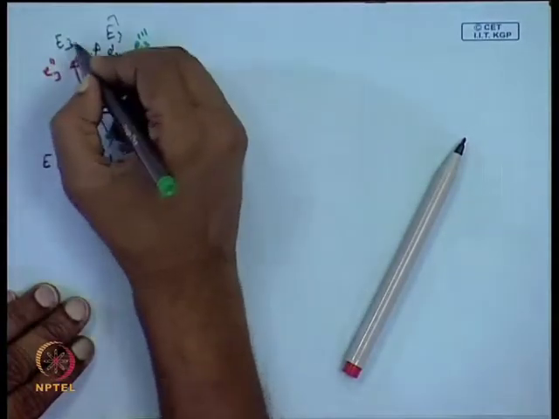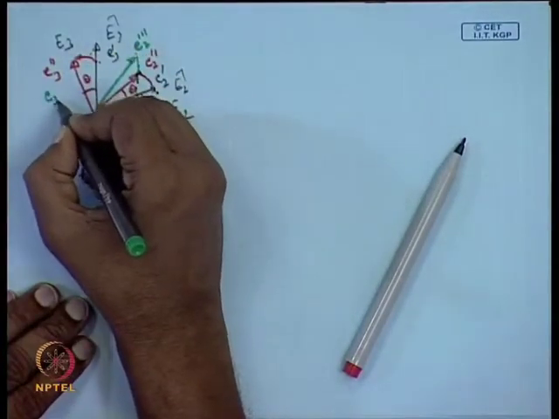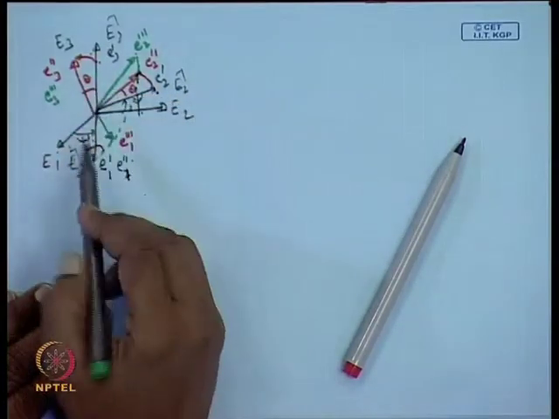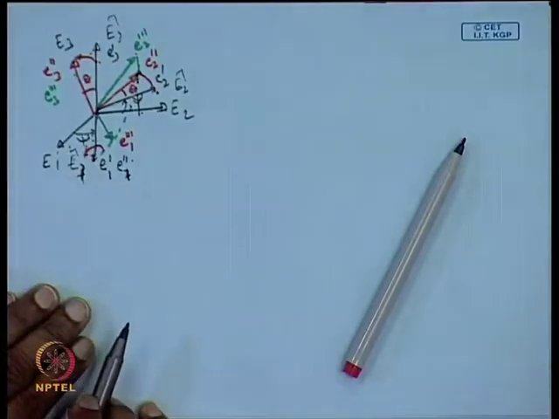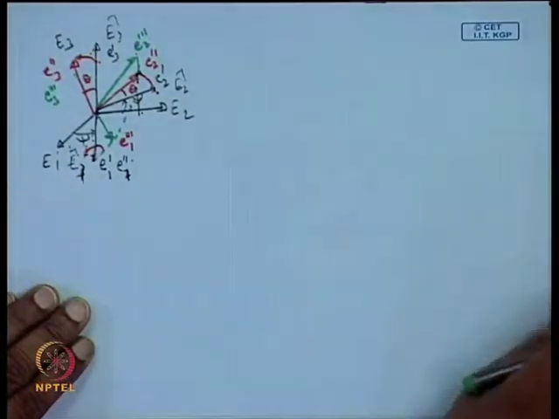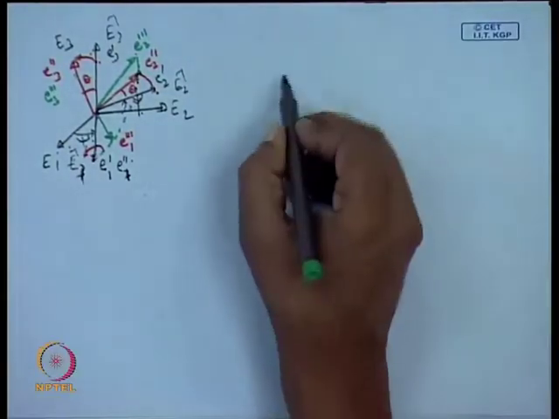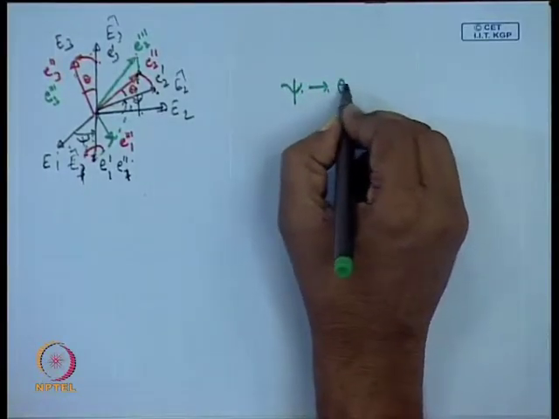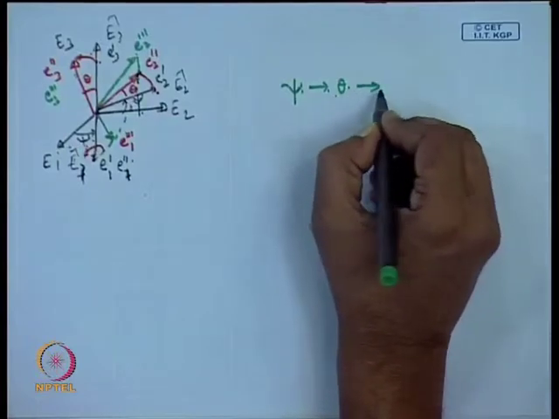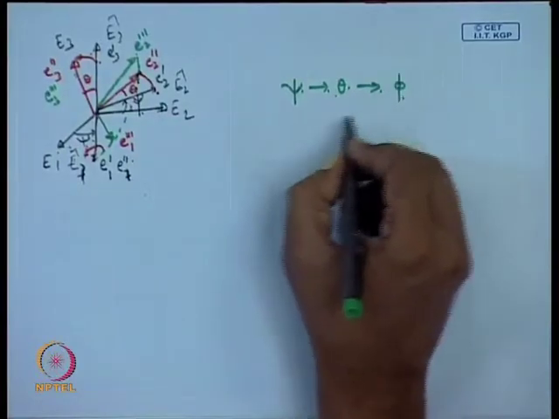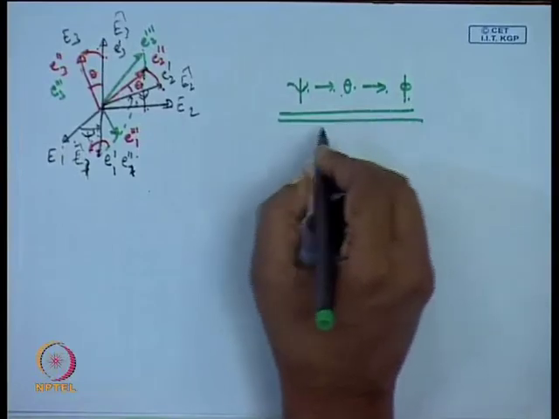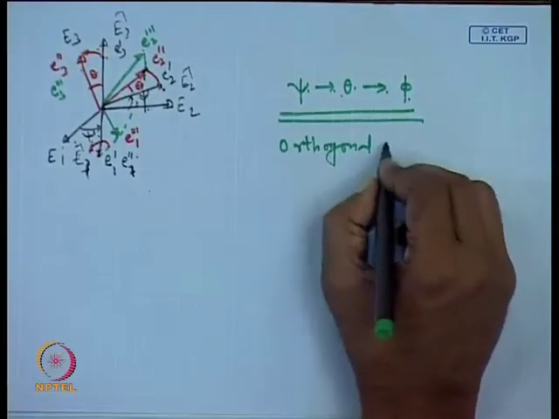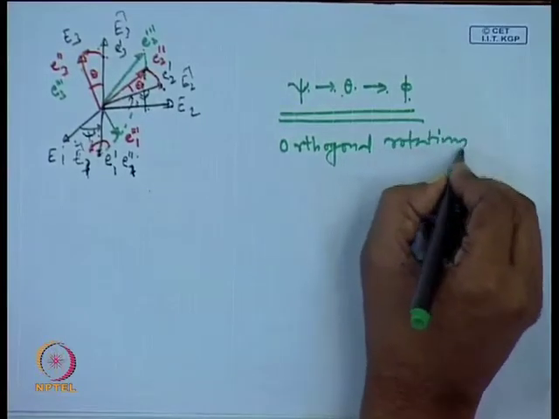While our E3 triple prime will remain in the same direction because we have rotated about this axis. So, we are basically giving 3 consecutive rotations which are indicated by psi, and then we are rotating by theta, and then we are rotating it by phi, and these are called orthogonal rotations.